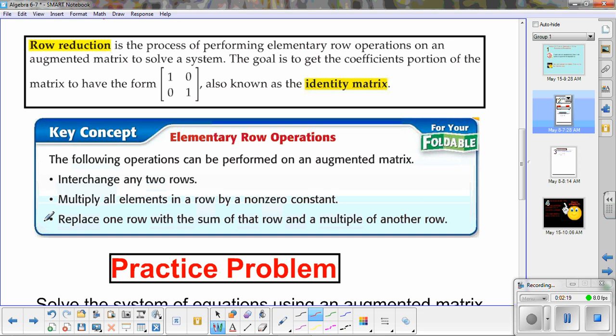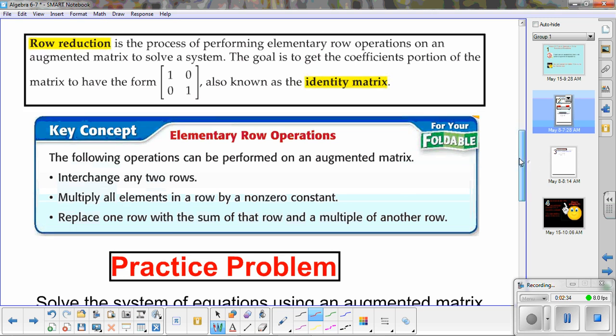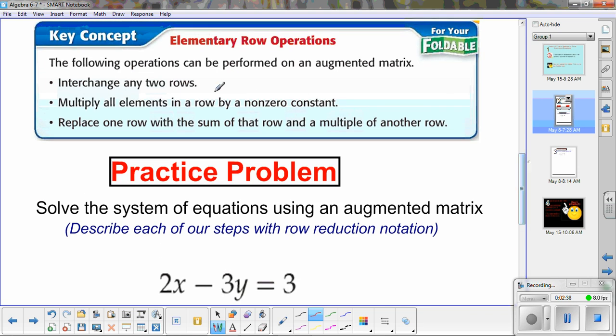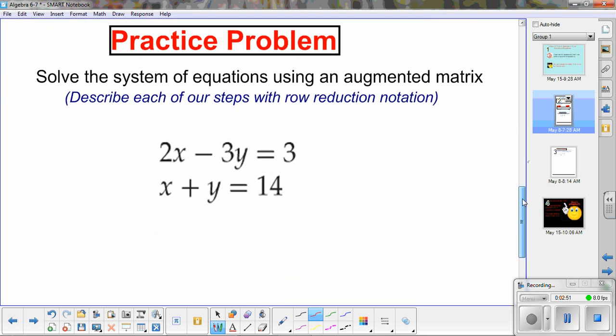And then the last one, this one's a little bit tricky, and hopefully after you look at the following examples, you'll understand what is being said here. It says replace one row with the sum of that row and a multiple of another row. So just to review real quick, you can swap two rows, you can multiply one row by a non-zero constant, or you can replace a row with the sum of that row and a multiple of another row.